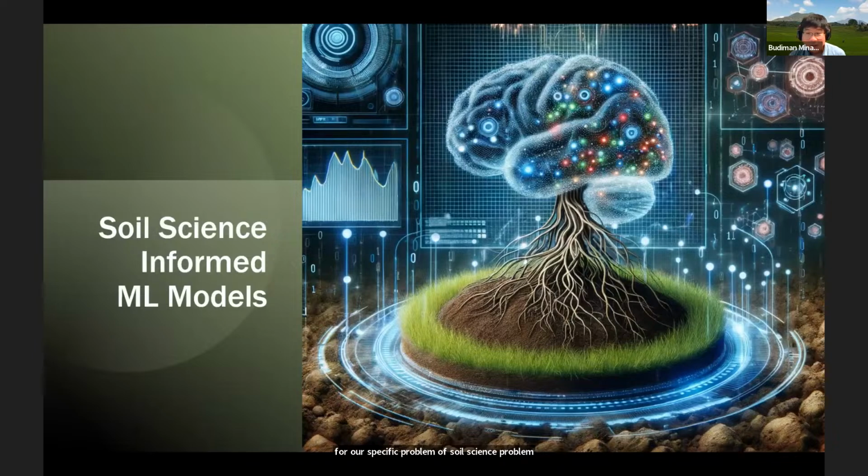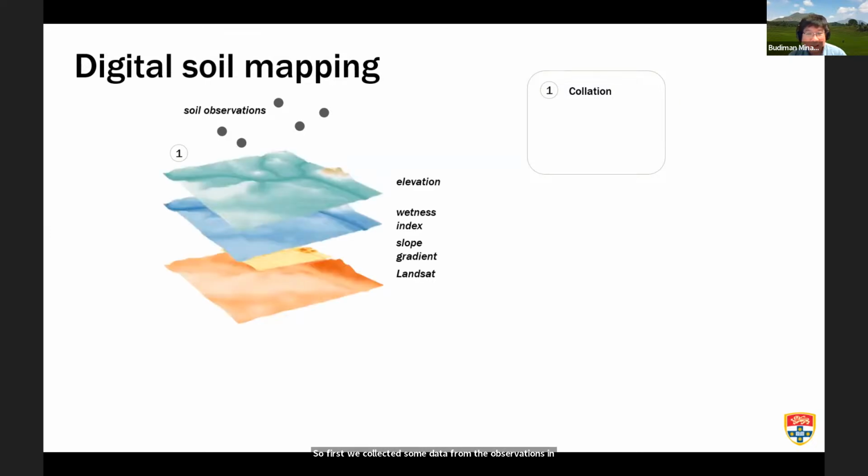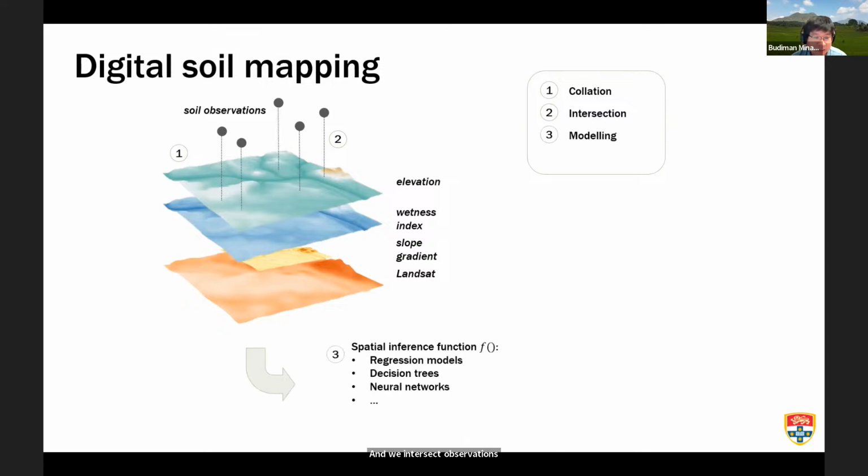So I'll show you some examples, and we've been working with colleagues at Universitas Andalas and Universitas Mataram. The first example is that we want to make maps of soil properties in the Lombok area. So first we collected some data from observations in the field. And then at the same location, we collected remote sensing data. That could be data about elevation, about vegetation, about the wetness, and so on.